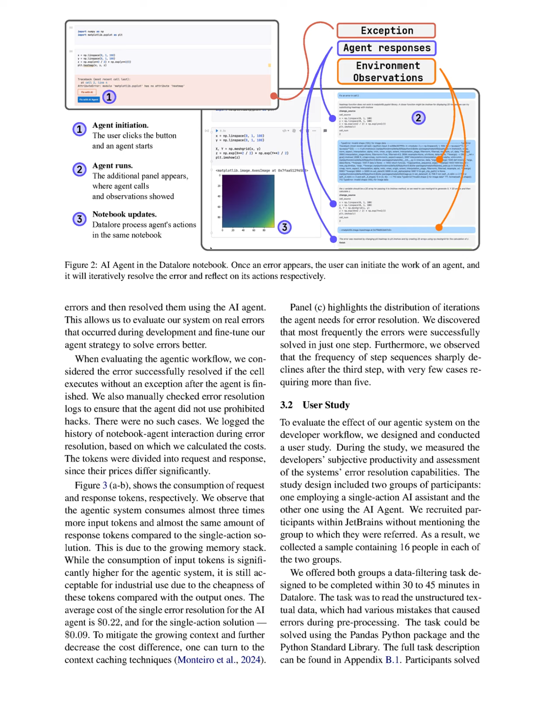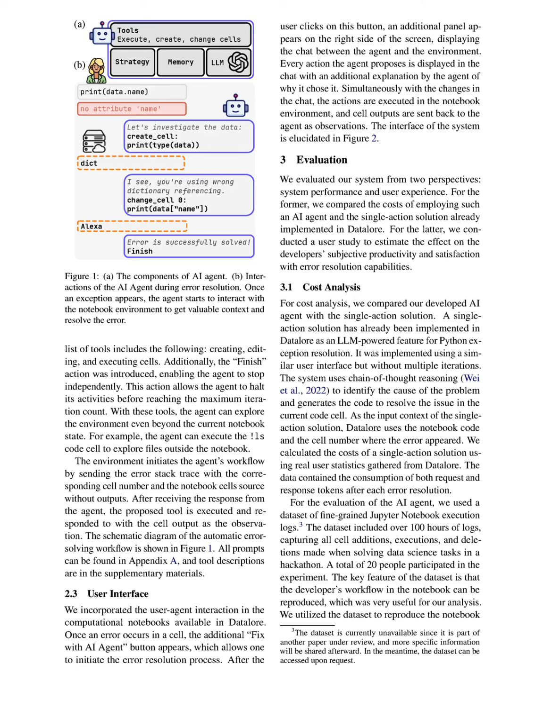Additionally, we conducted a user study with two groups of participants, one using the AI agent and the other using a single-action solution, to measure subjective productivity and satisfaction, employing a System Usability Scale (SUS) for qualitative analysis. This dual approach ensured a robust validation of the agent's capabilities while maintaining adherence to the defined operational guidelines.